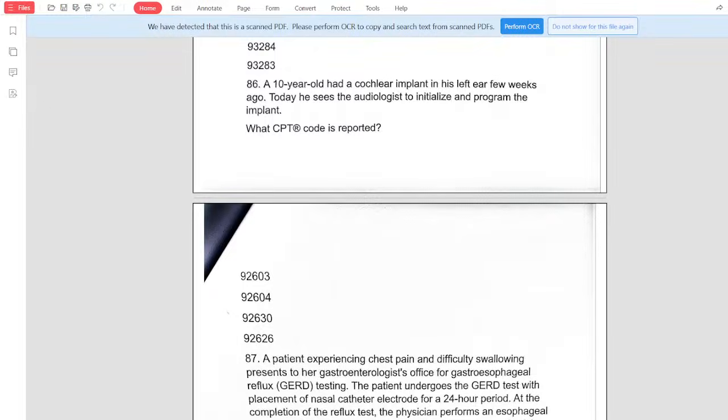A 10-year-old had a cochlear implant in his left ear a few weeks ago. Today he sees the audiologist to initialize and program the implant. What CPT code is reported? Hi, Monica Yadav. So what will be the correct CPT code for this encounter?